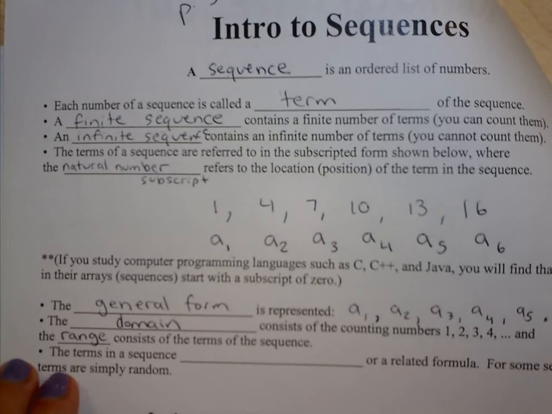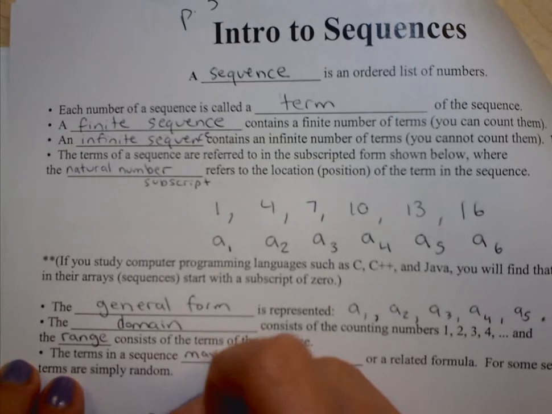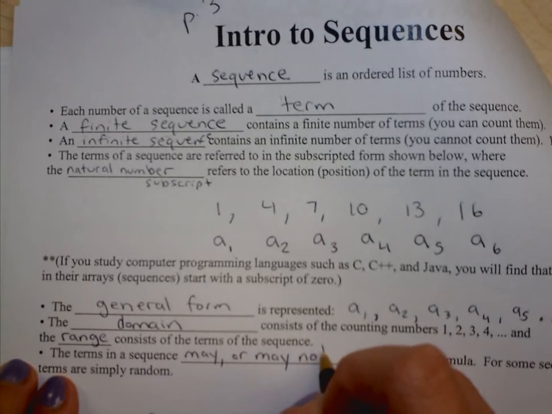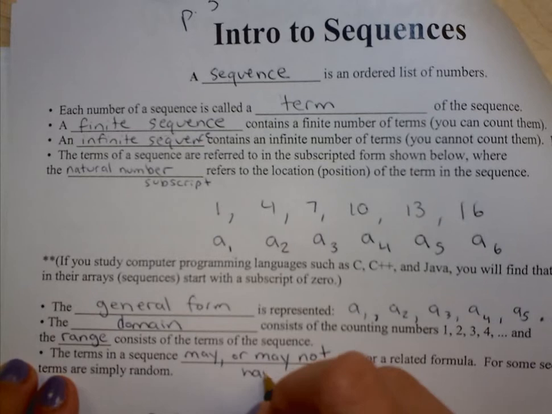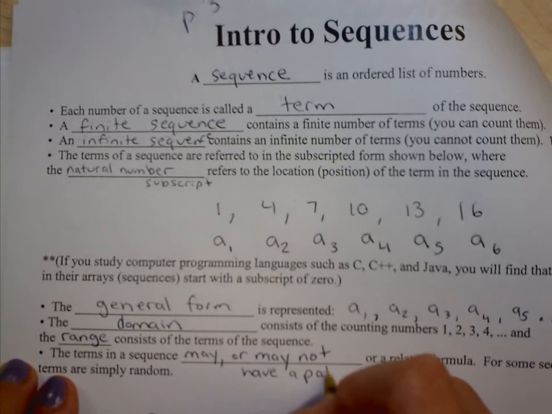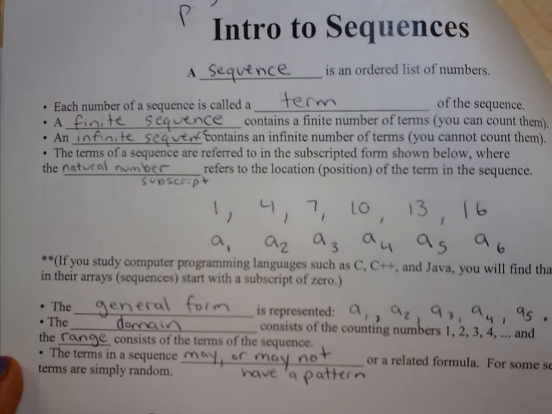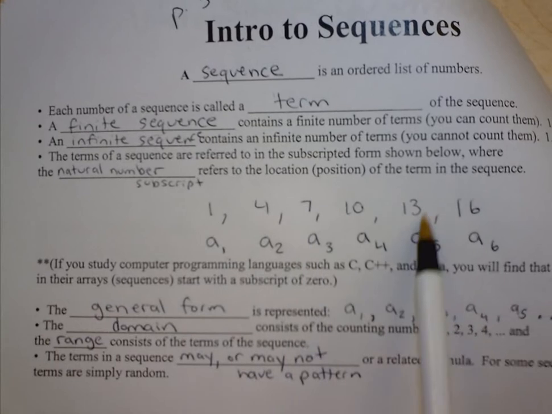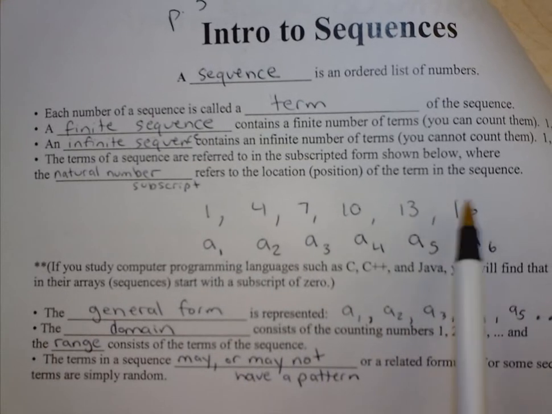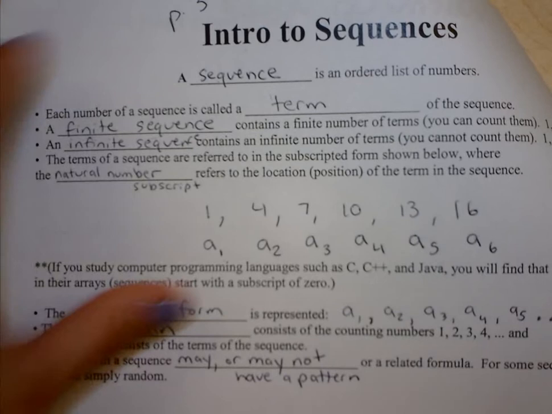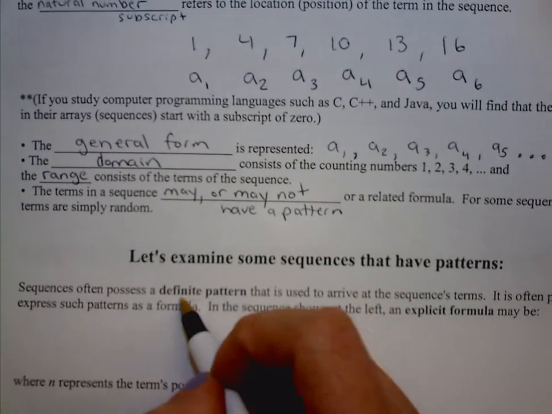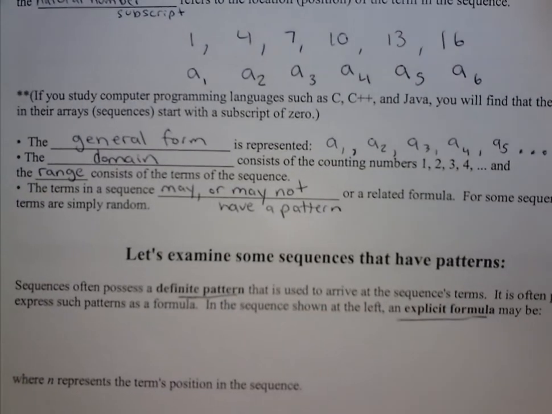The terms of the sequence may or may not have a pattern or a related formula. Some will have a specific pattern for how you get to each number, or a formula, same thing, and some will be completely random. The ones that we will talk about in class have a specific pattern. So a pattern and an explicit formula are the same thing.